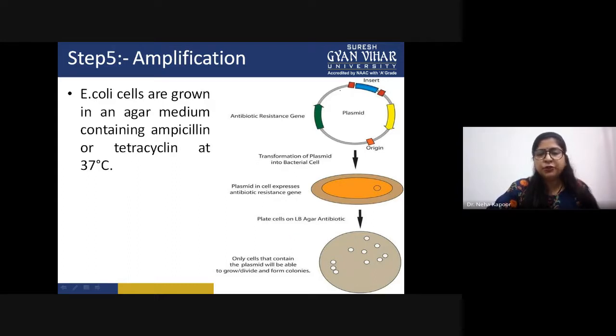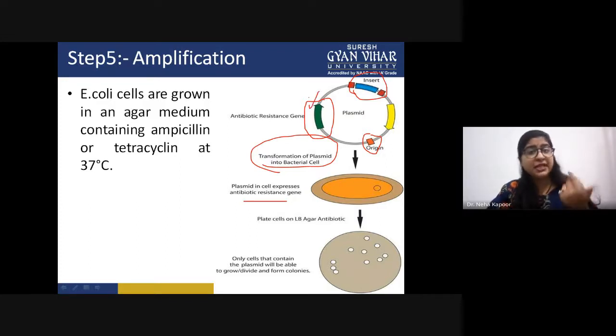suppose you have used this plasmid in which this is the insert, this is the ORI region, that is the region of amplification, and this is an antibiotic resistance gene. And in this case, this antibiotic resistance gene is disrupted. So the transformation of plasmid into bacterial cell is happening. So bacterial cell will express the antibiotic resistance gene because this gene is functional.